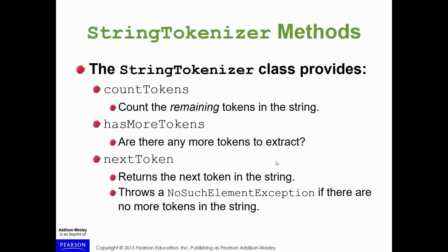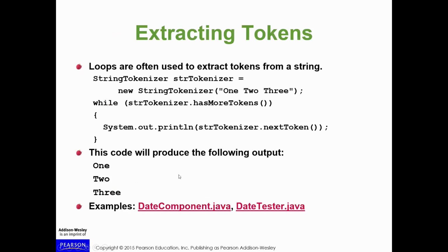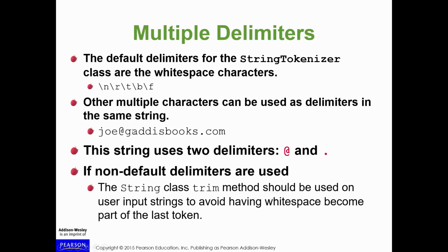The StringTokenizer class provides different methods, including countTokens to count the remaining tokens in the string, hasMoreTokens, which looks to see if you're at the end or not, and nextToken, which returns the next one. Quite often, as mentioned in here, you'll put this all into a loop. And it's kind of a neat example that they show right there.